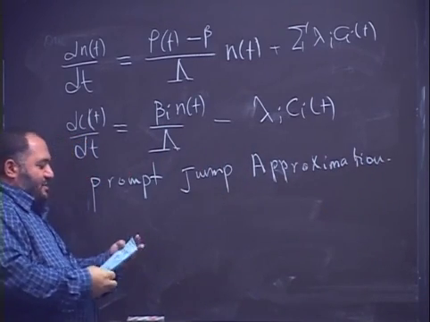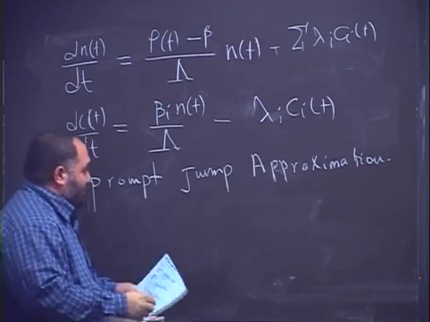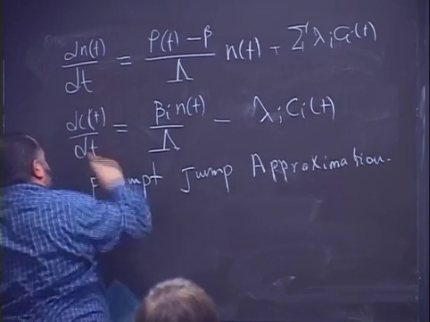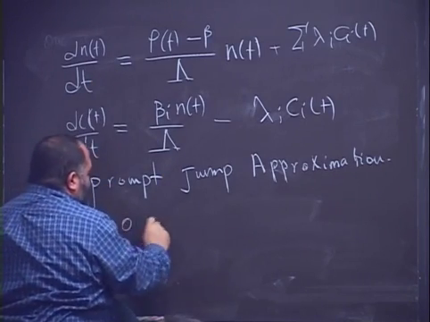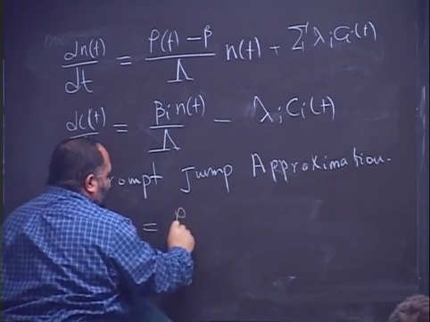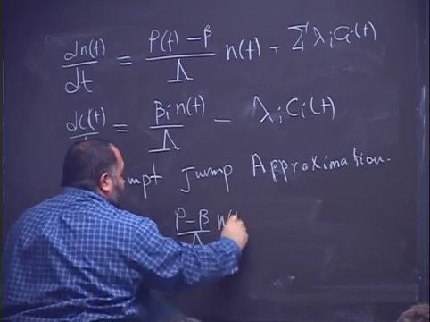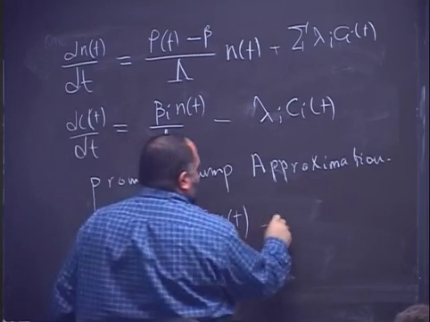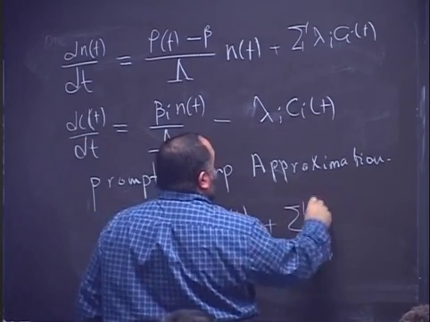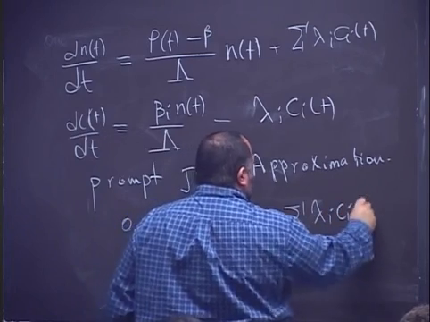And usually they will do this prompt jump approximation by just taking dn by dt here equal to 0, and this will give you rho minus beta divided by gamma times n of t plus summation of lambda i ci of t.